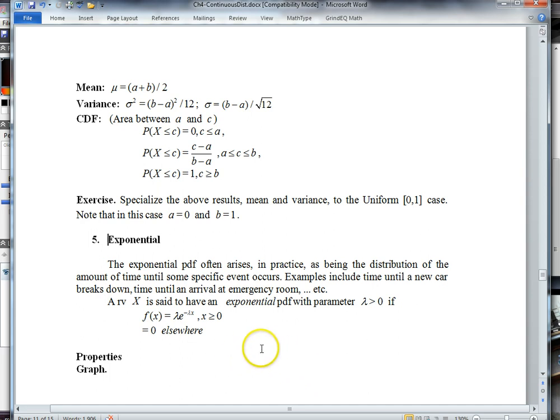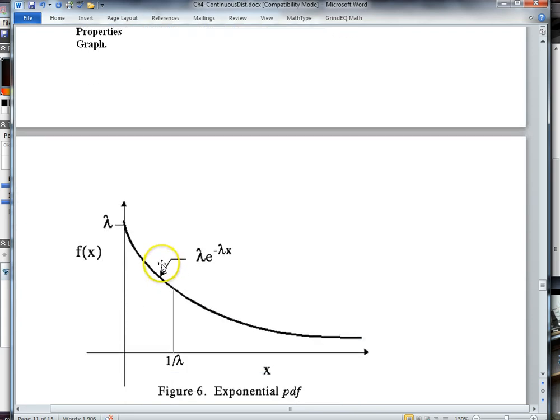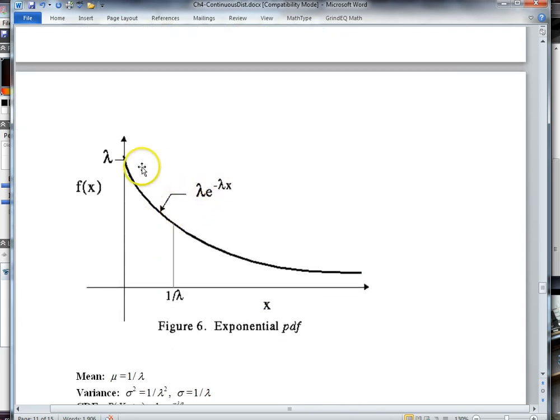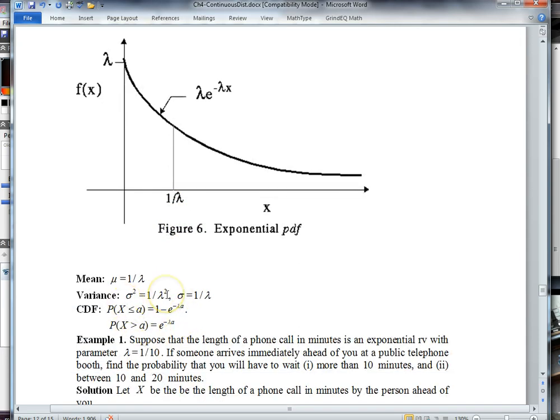And usually this distribution has this formula: f of x equal lambda e to the minus lambda x, and it's 0 elsewhere. So if I want to graph it, it would look like this. Since lambda e to the minus lambda x would go down all the way like this, and the area under this curve is going to be equal to 1. The mean is 1 over lambda, which is here. The variance is 1 over lambda squared, and the standard deviation is 1 over lambda. So the standard deviation and the mean are the same.